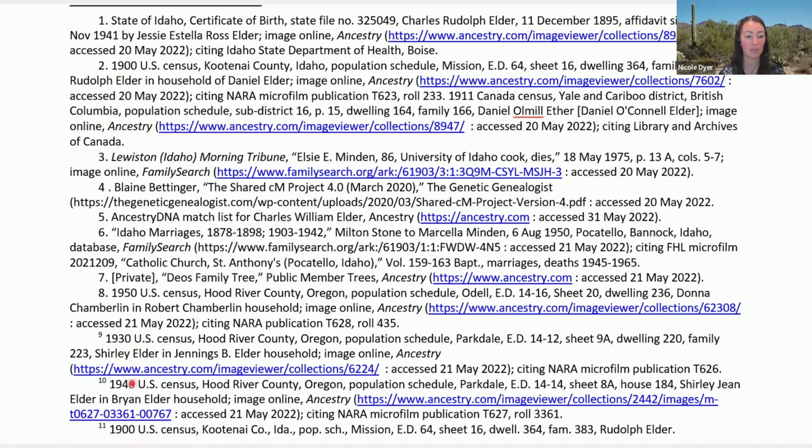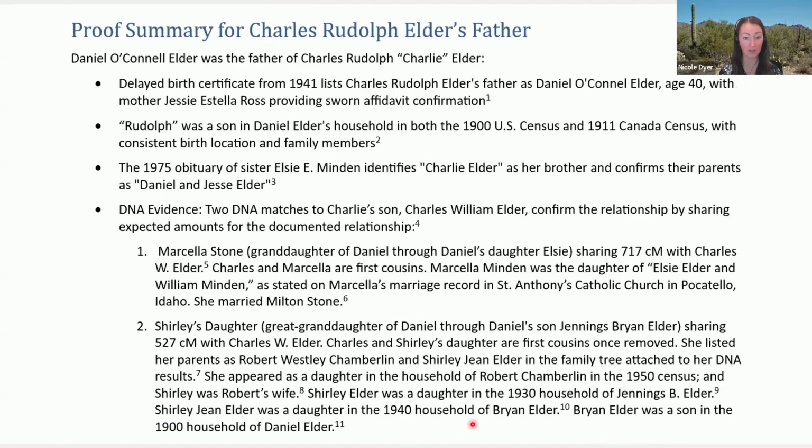So this shows the family of Daniel Elder, showing Rudolph here and also showing Bryan. I should change this to say Jennings Bryan Elder because that's who I was really talking about in the narrative here, Bryan Elder. So when I talked about that census up here, I was highlighting Rudolph, and so I didn't fix that up.